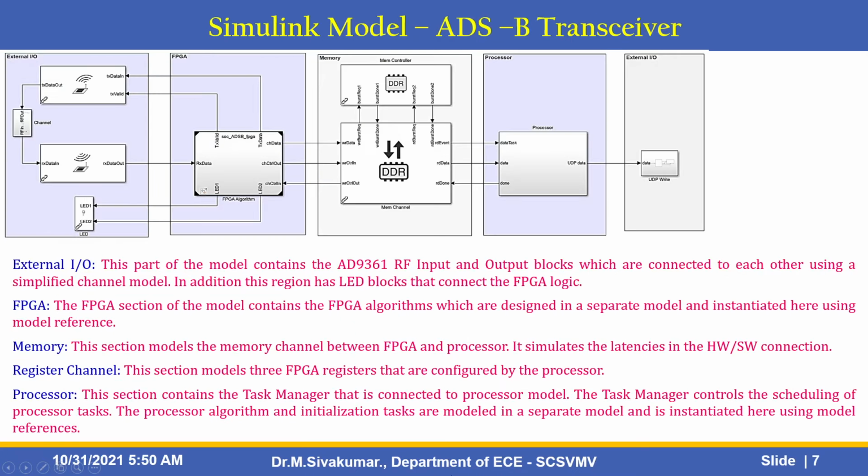The next one is the ADSB transceiver block. These blocks contain external I/O, FPGA, memory, register channel, and processor. This part of the model contains the AD9361 RF input and output blocks. These RF input and output blocks are connected to each other using a simplified channel model. In addition, this region has LED blocks that connect to the FPGA logic.